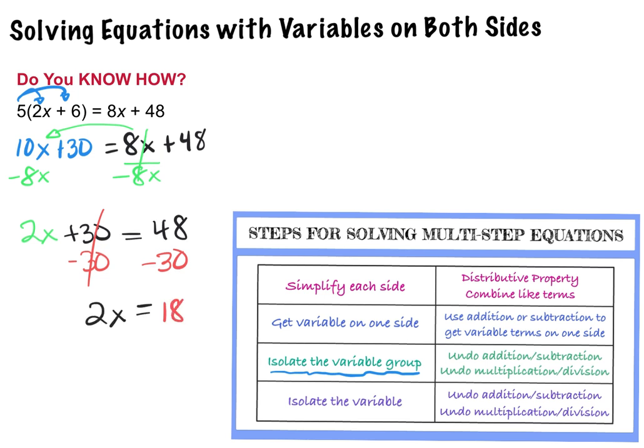Now, last step, I want to isolate the variable by undoing the multiplication because 2x means 2 times x. The inverse will be to divide, meaning that x equals 9.